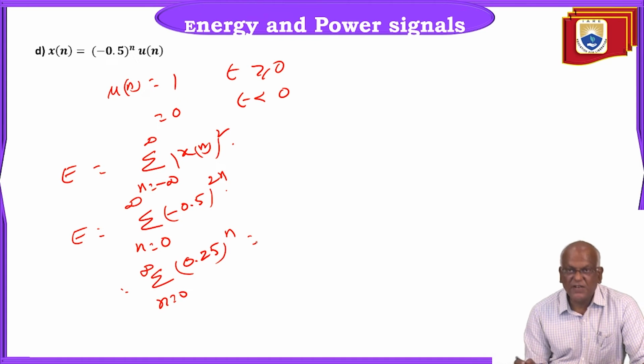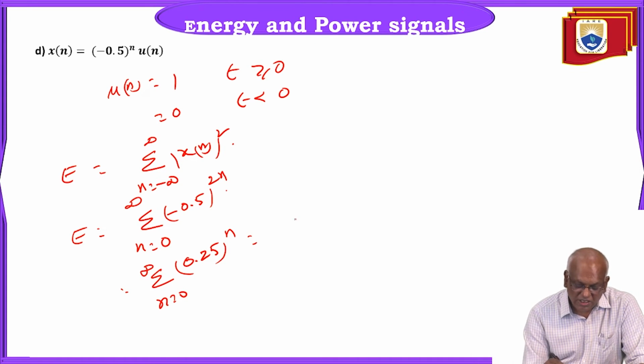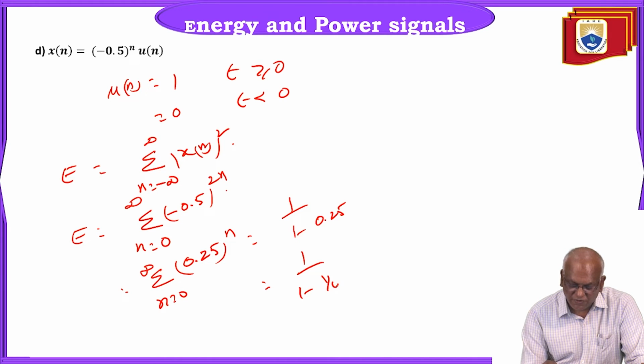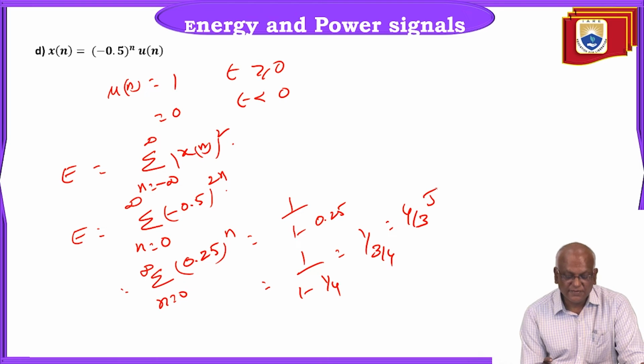You know that this is an infinite series. That's why I am straight away writing 1 over 1 minus 0.25. That is nothing but 1 over 1 minus 1 by 4, that is 1 over 3 by 4, that is nothing but 4 by 3 joules. This is the energy of the given signal.